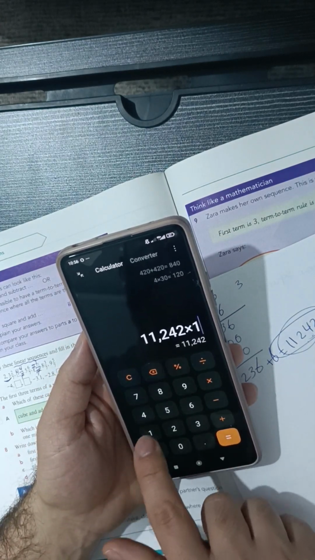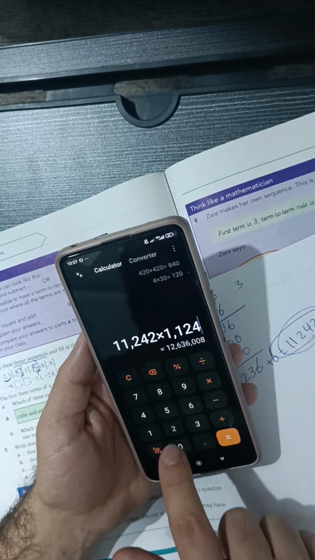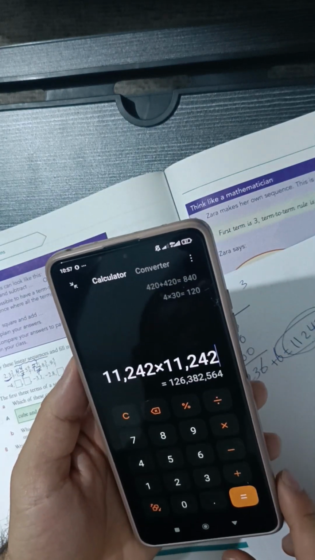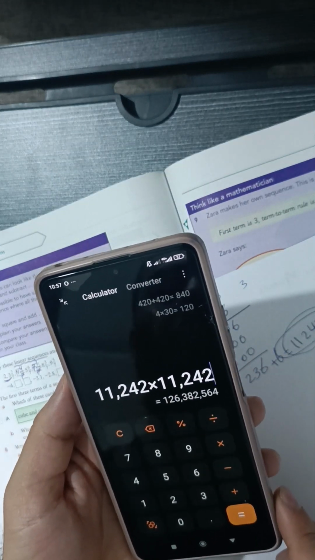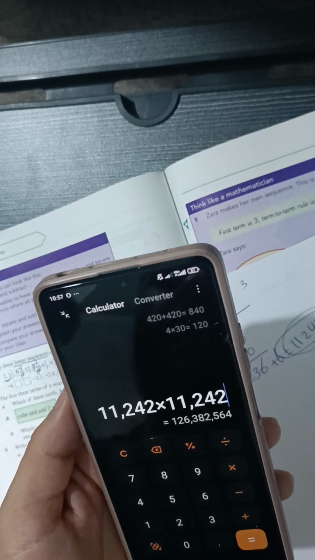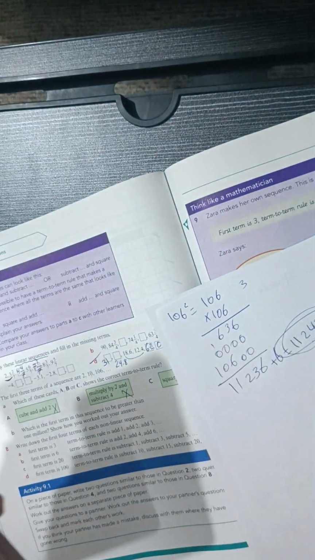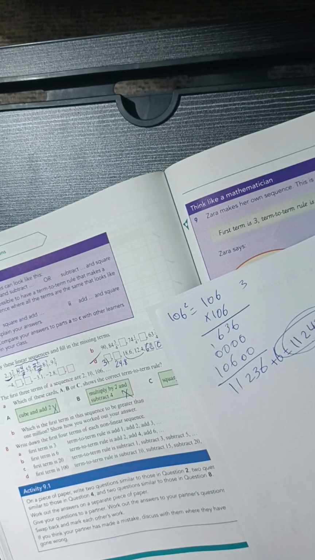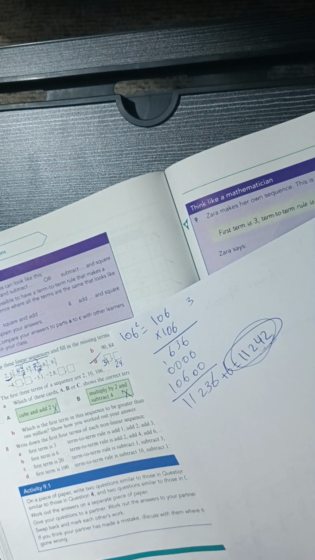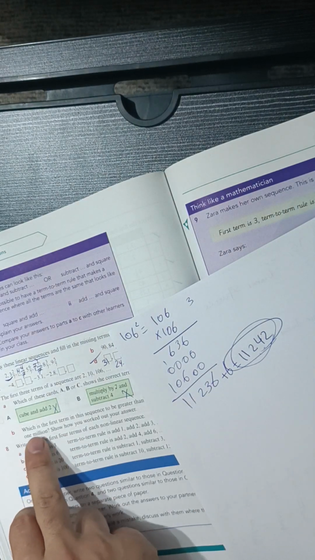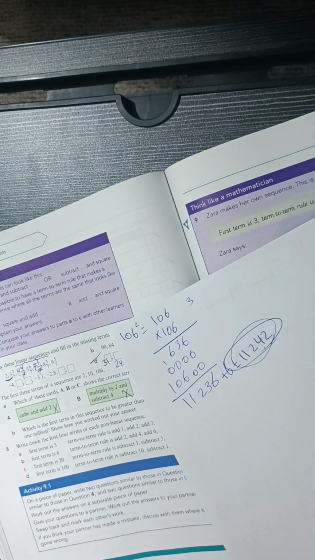11,242 times 11,242 will give us, as you can see, a number bigger than 1 million, 126 million. So that's enough for us to get the answer to this question. In the fifth term, we are going to get such a number. It says which is the first term in this sequence to be greater than 1 million. Well, the answer is the fifth term.